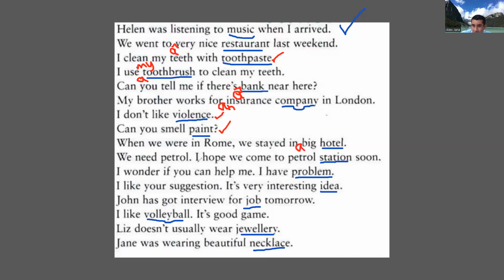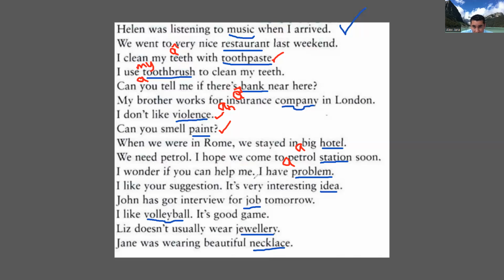We need petrol. I hope we come to petrol station. How many stations? Right? You usually go to only one. Nobody talks about going to two or three of them. So this is countable. Therefore, you should say how many stations. Here, a petrol station, or a gas station in America.